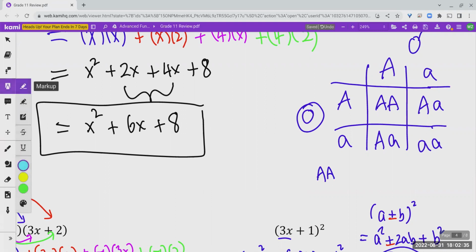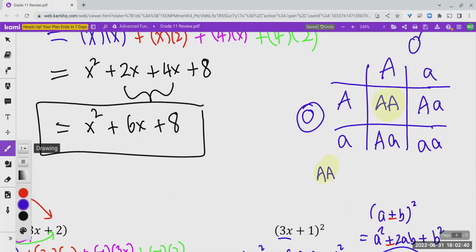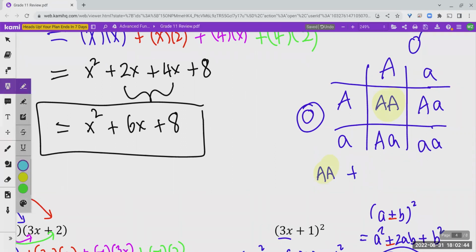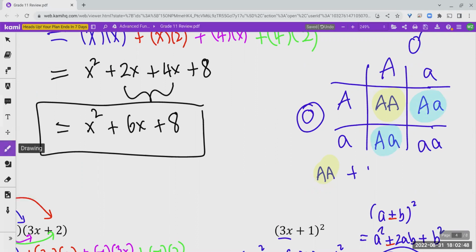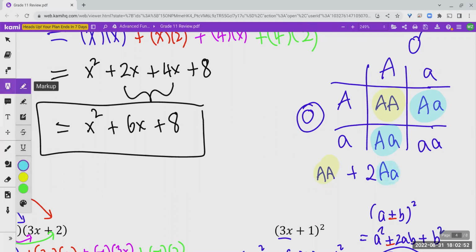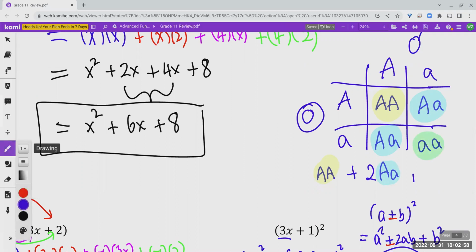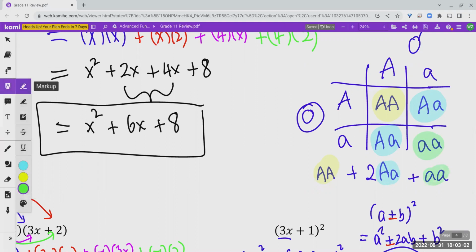Let me color code this to help you see it. And there's big A, there's one of those, plus little a, big A, that one. Oh, there's 2 of them. So plus 2, big A, little a, so color that. And finally, little a, there's only one of those. Okay, color code that. Hey, would you look at that?